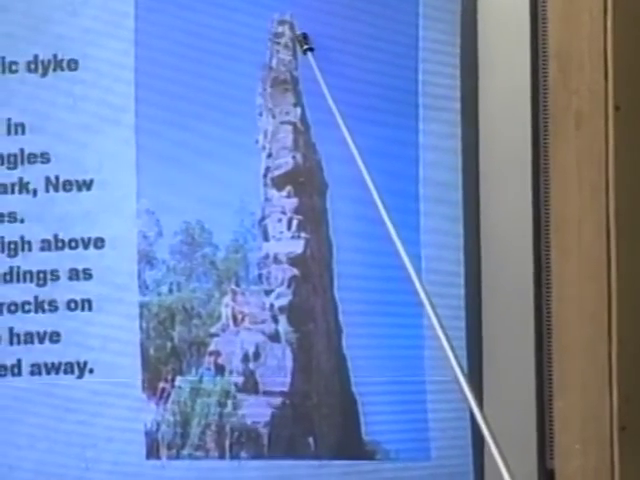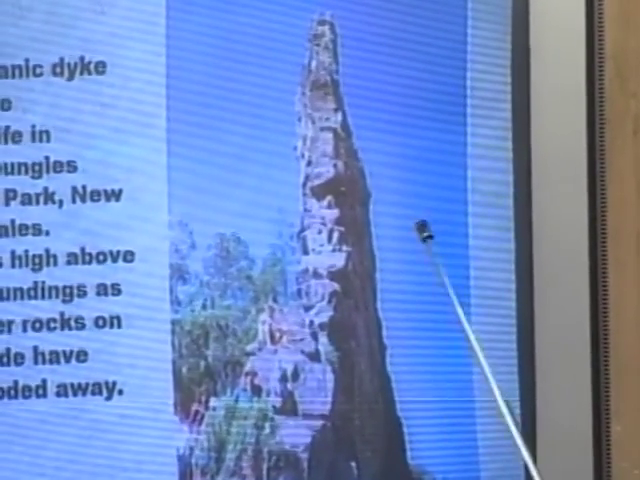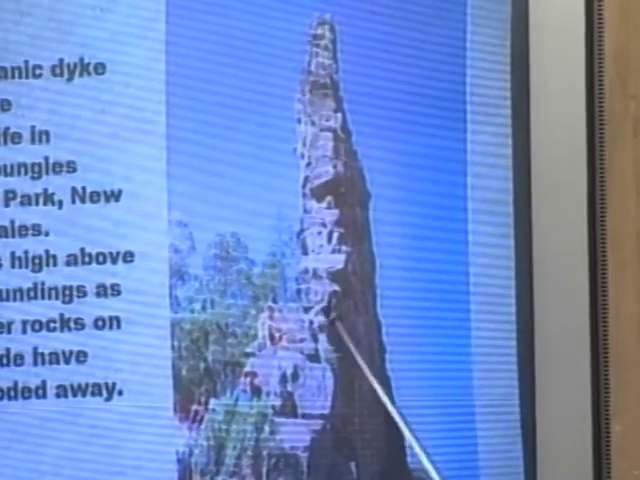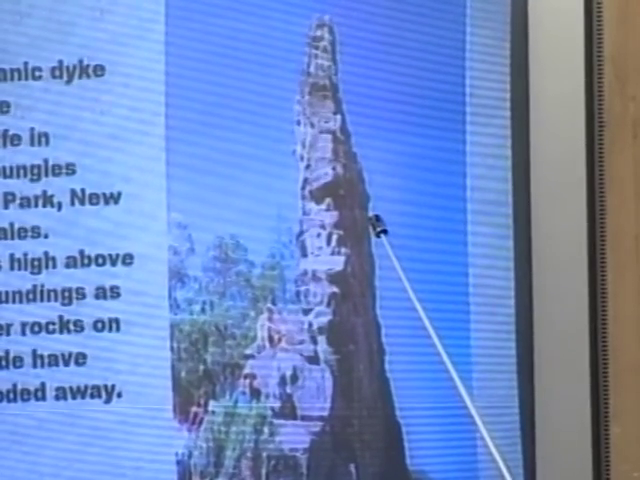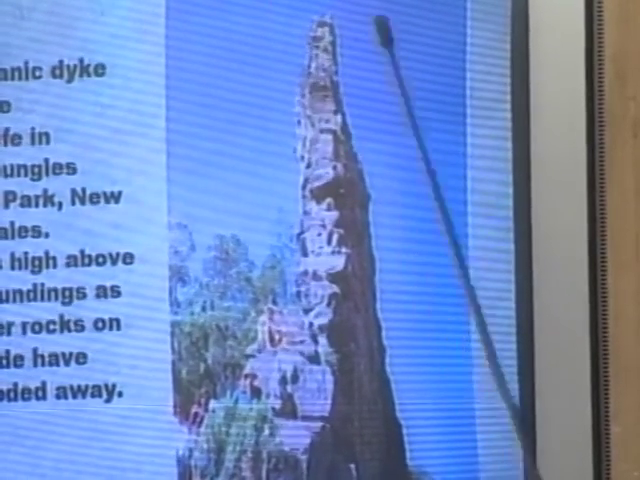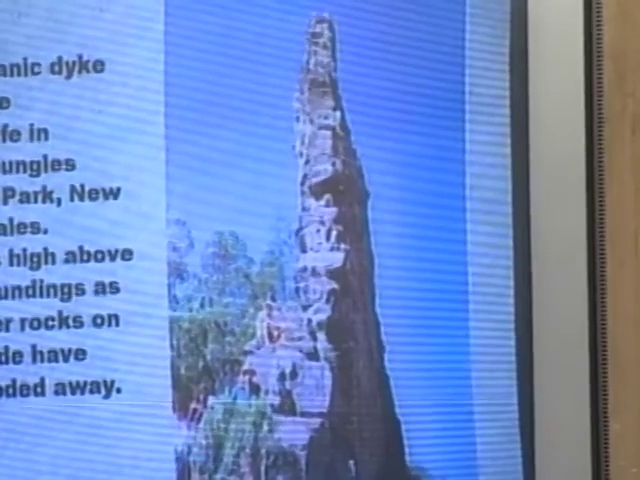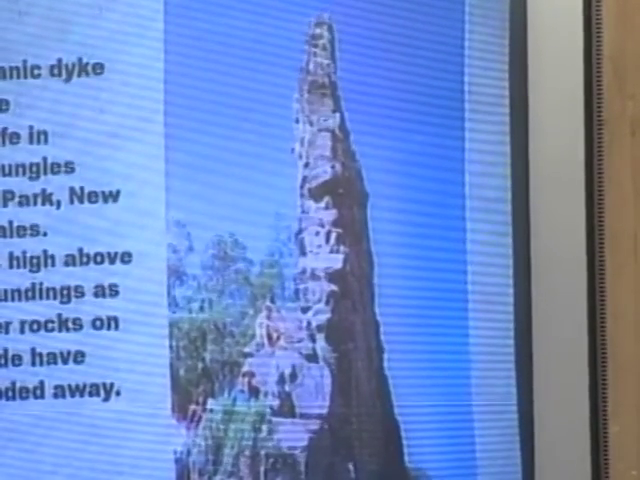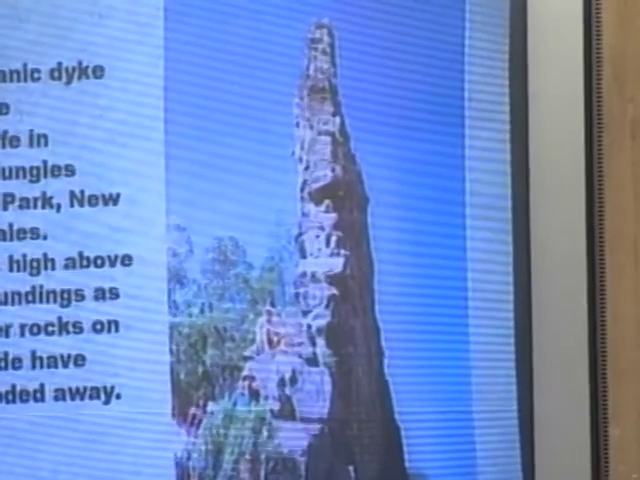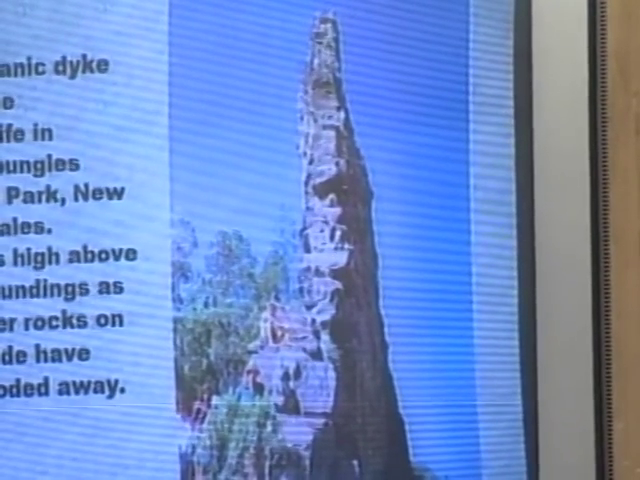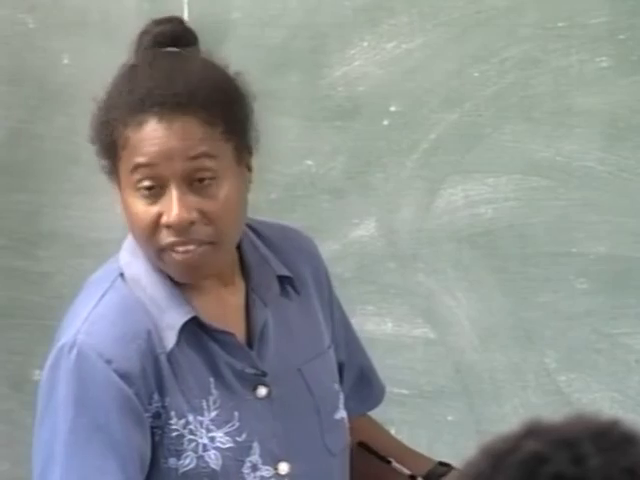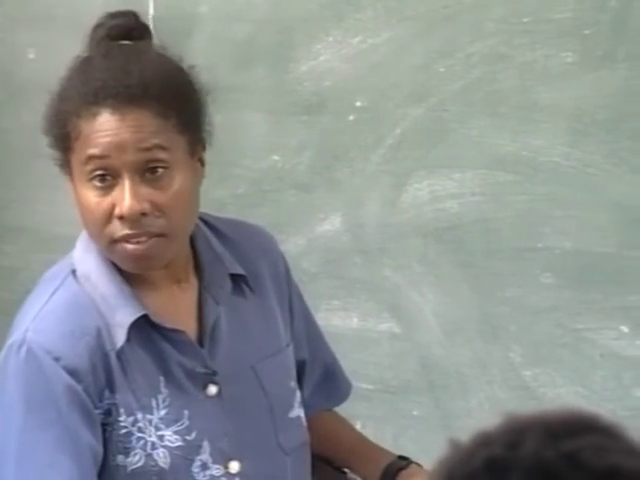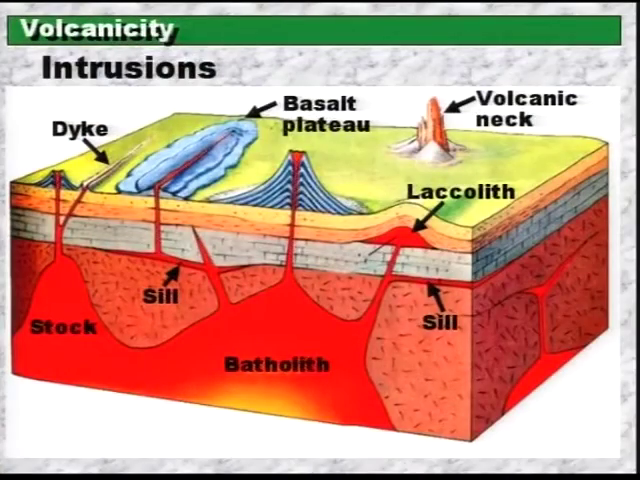Remember, it's a vertical intrusion. All the other rocks have been eroded away, and because it's hard rock, it has not been eroded away and it's still standing there, called the Breadknife in the National Park in New South Wales. Okay, so here's an example of the feature in reality. And again, we have the diagram there showing all those different features that we have looked at.